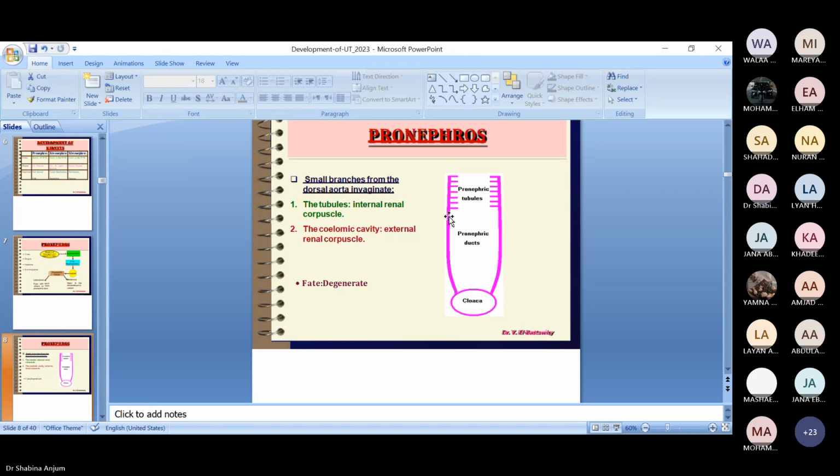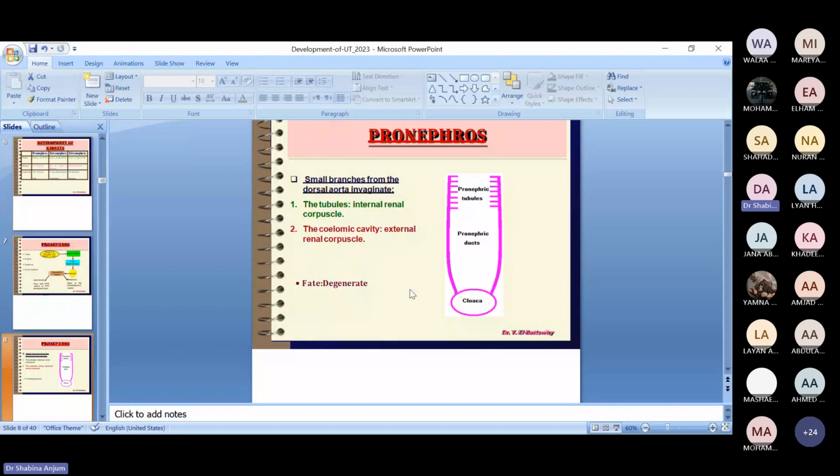Now, when this part is developing, this part also will get some branches from the dorsal aorta. Okay, because we know the renal artery is also a branch from the aorta. So in the development stage also, these structures have started getting the blood supply from the dorsal aorta.